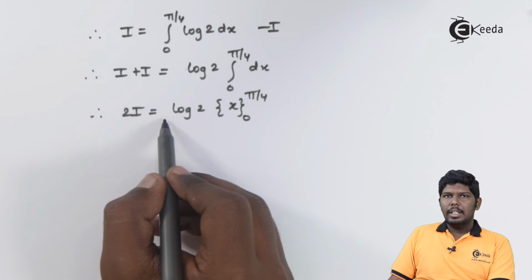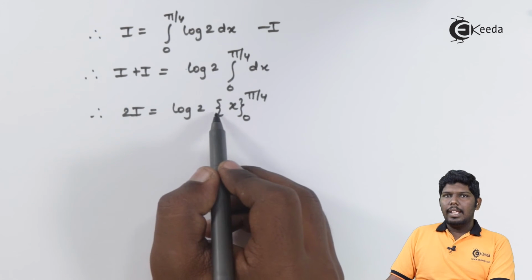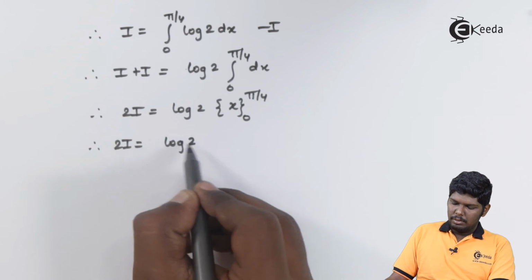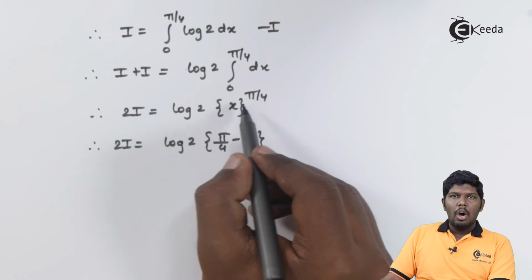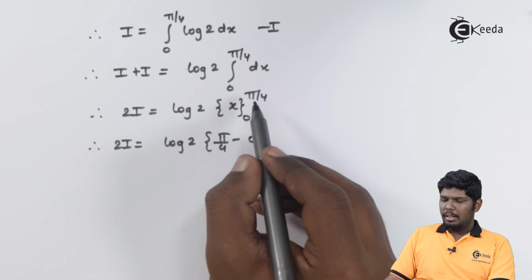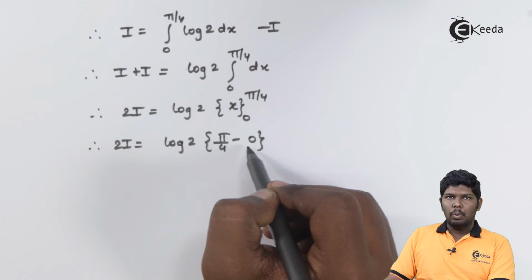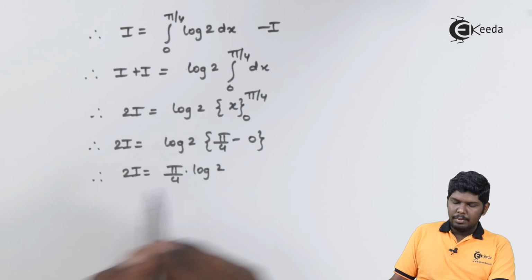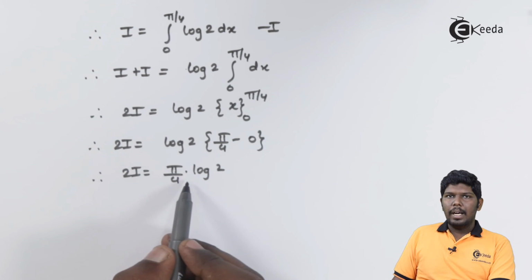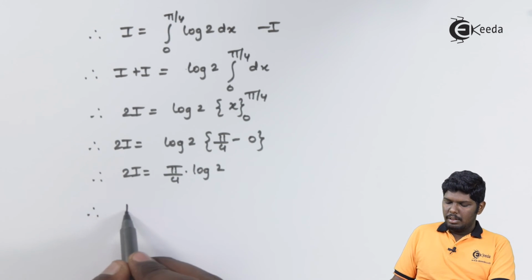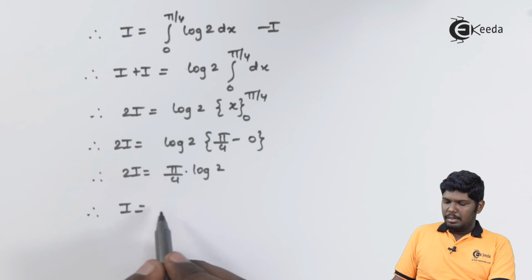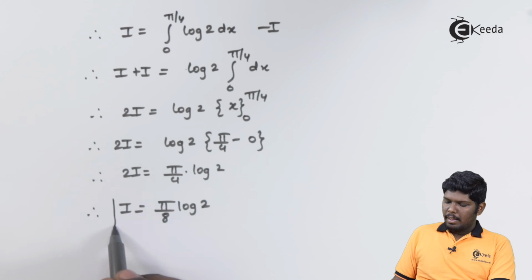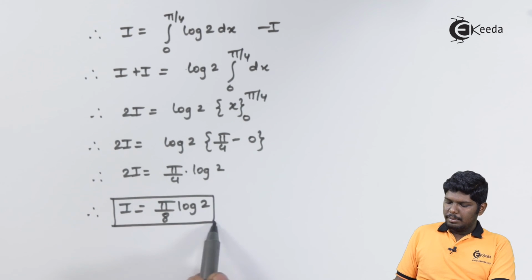This will give you 2I is equal to log 2 into x within limit 0 to pi by 4. On solving upper limit and lower limit, we have pi by 4 minus 0, that is pi by 4. This 2 will be multiplied with 4 and I will be pi by 8 log 2. This is our final answer.